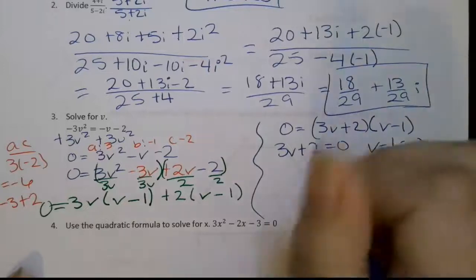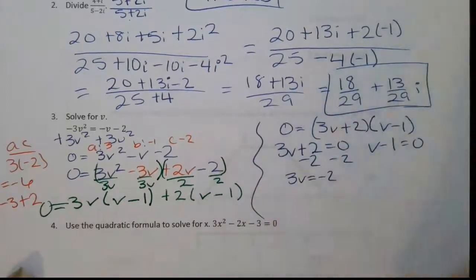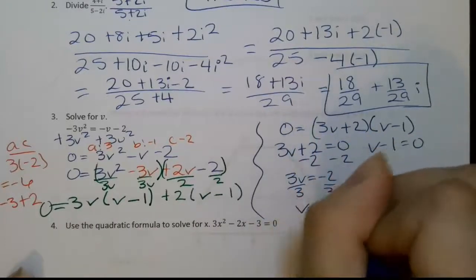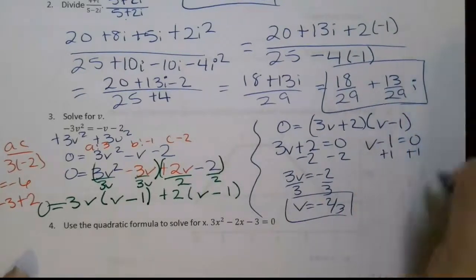and solve them. On the first one, I subtract 2 on both sides. I have 3v equals -2. Divide by 3. V equals -2/3. Over here, I add 1 to both sides, and I get v equals 1.